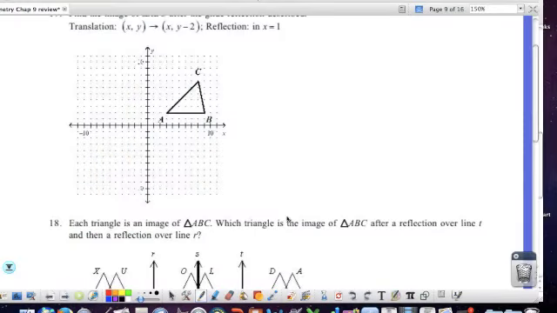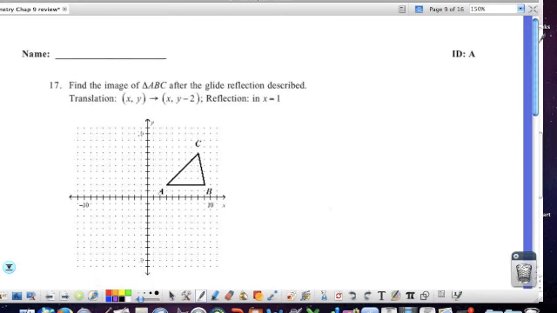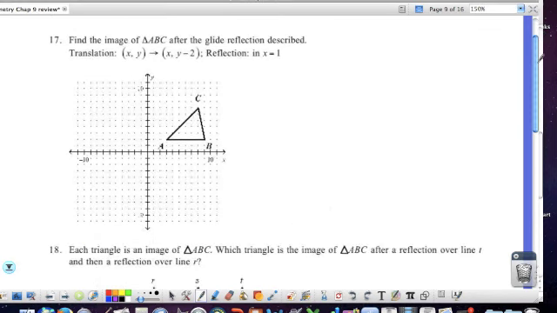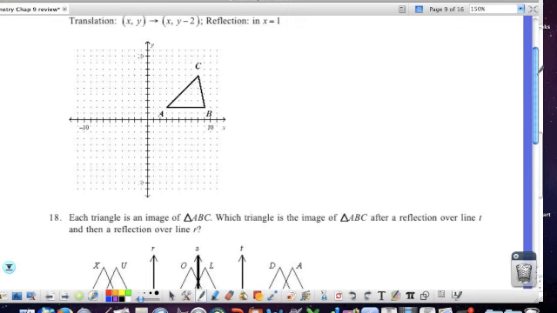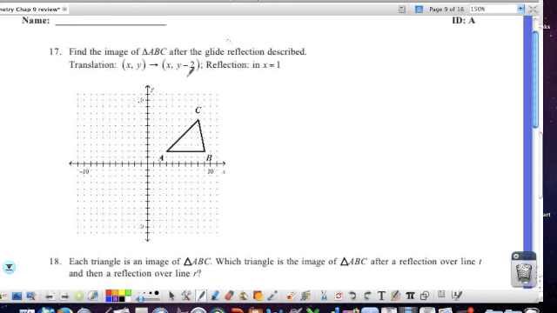We are recording in third period live. This is so exciting. So we need to find the image. It was 17 or 18. It was 17, right? See, already I don't know what I'm talking about. Find the image of ABC after the glide reflection described by the translation. So we're going to translate this figure down 2, and then we're going to reflect it in x equals 1.